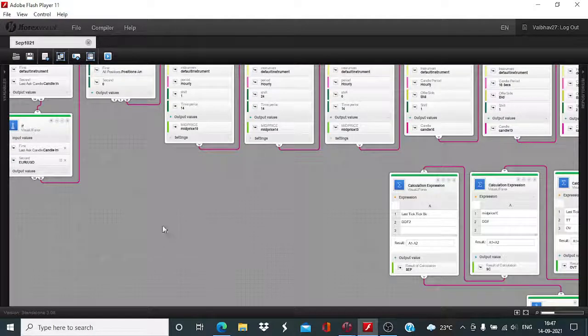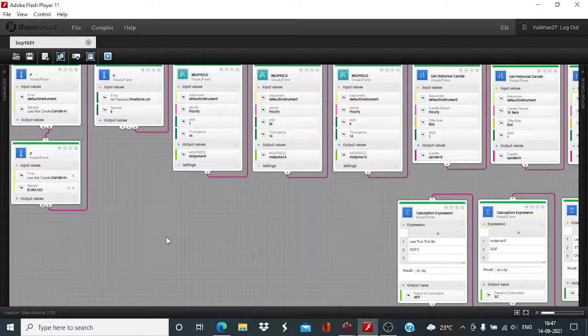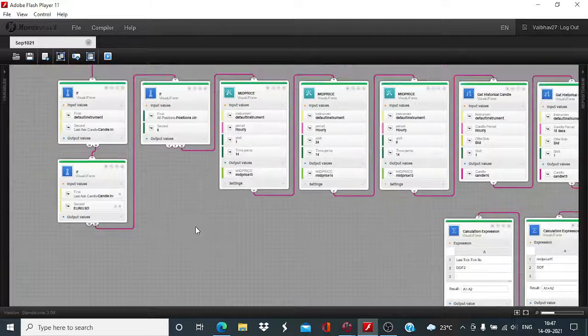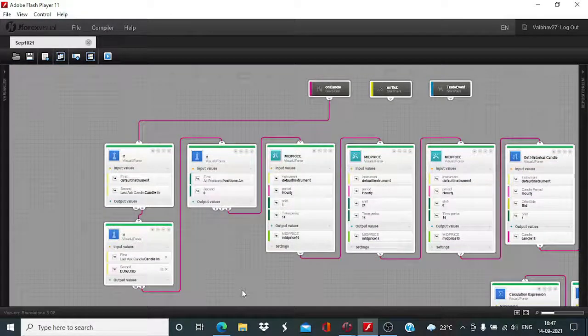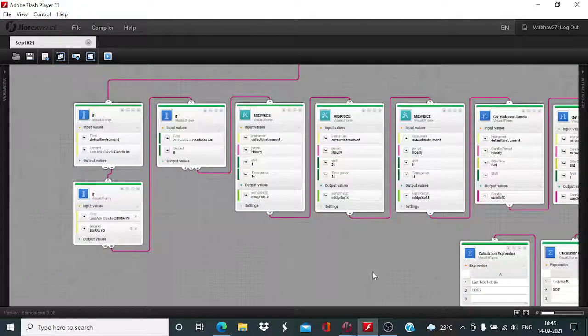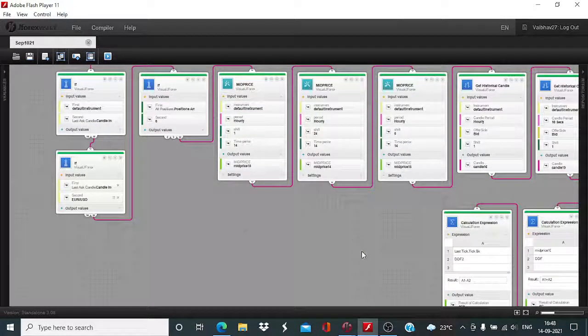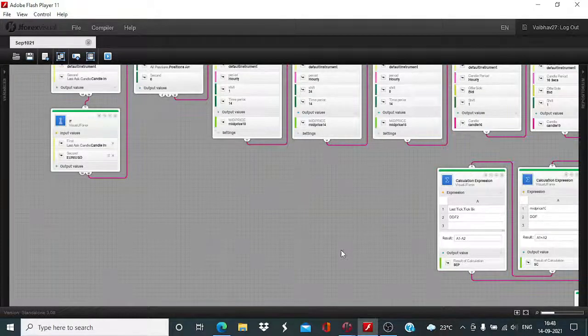And once you complete it, I would recommend that you test it on the historical data on the JForex platform, and then only you will come to realize whether it is good enough or not, the efficacy of this algorithm.